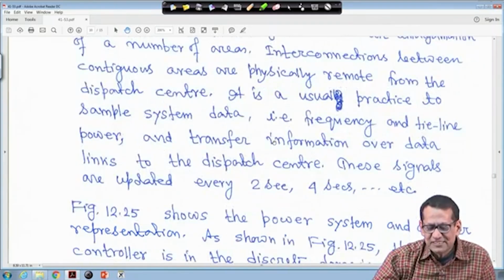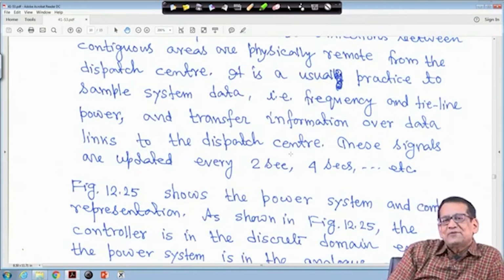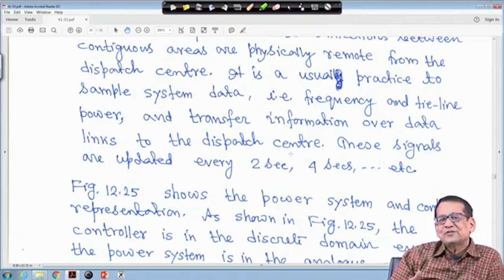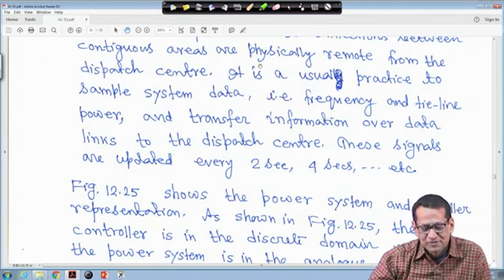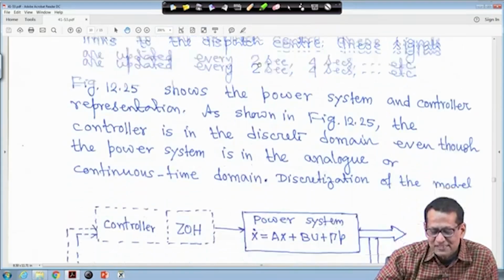These signals are updated every 2 seconds, 4 seconds, even up to 8 seconds, 16 seconds or even 32 seconds, right. So, not immediately. This actually reduces the wear and tear of the controller part, so it will increase the life of the controllers. Figure 25 shows such a scheme.